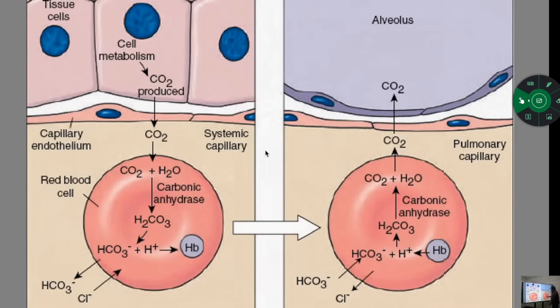This released H plus and HCO3 minus will combine to form carbonic acid. Again, the same enzyme acts to split it into carbon dioxide and water. This carbon dioxide will diffuse into the alveolus and finally into the air outside. So this is how we expire carbon dioxide, how carbon dioxide from the metabolic reactions is thrown out through the RBC, and it throws out the carbon dioxide like this.